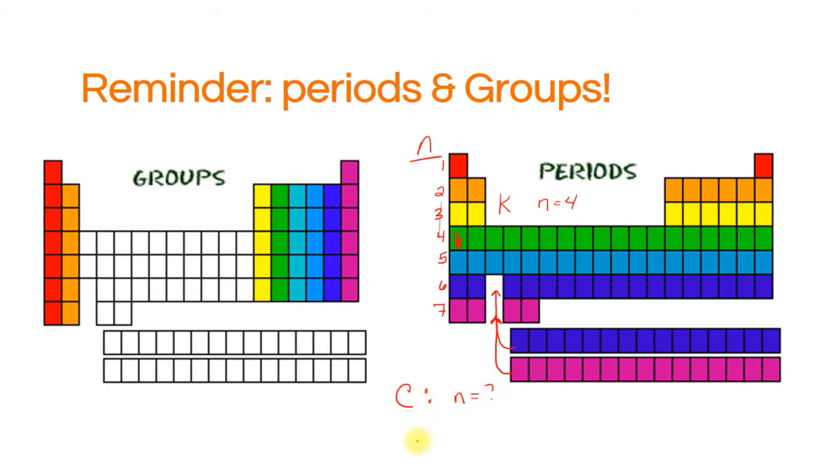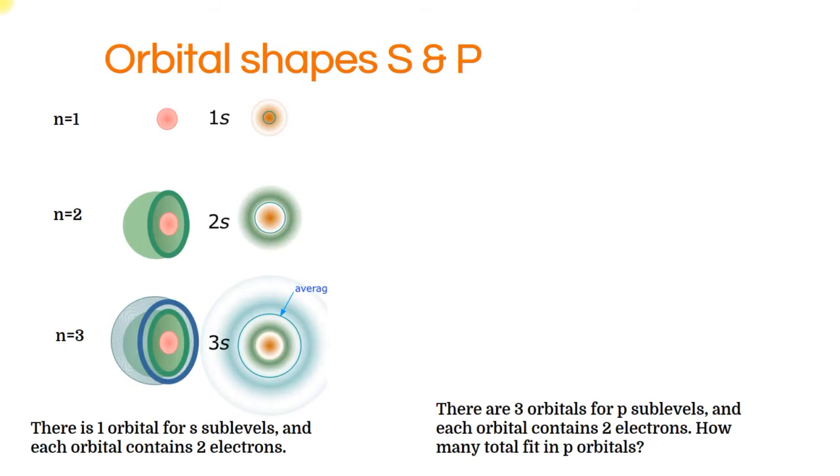Okay, so I want you to tell me for carbon, what is the principal energy level? I want you to tell me for, I don't know, let's see, magnesium, what is the principal quantum energy level? And let's do one more. Let's do sulfur. Okay, so answer those 3 and I'll grade them when you turn your notes in.